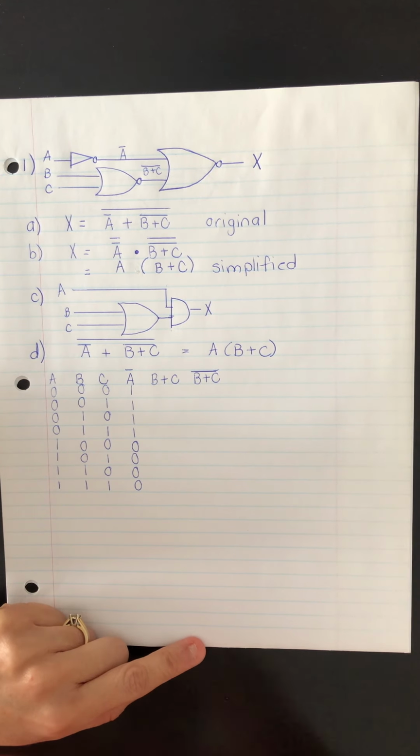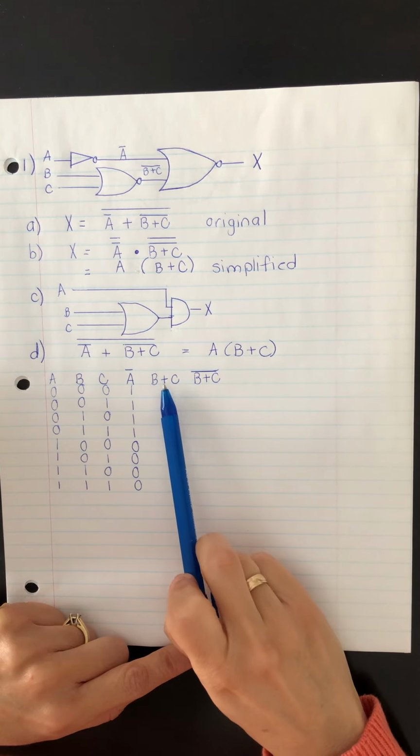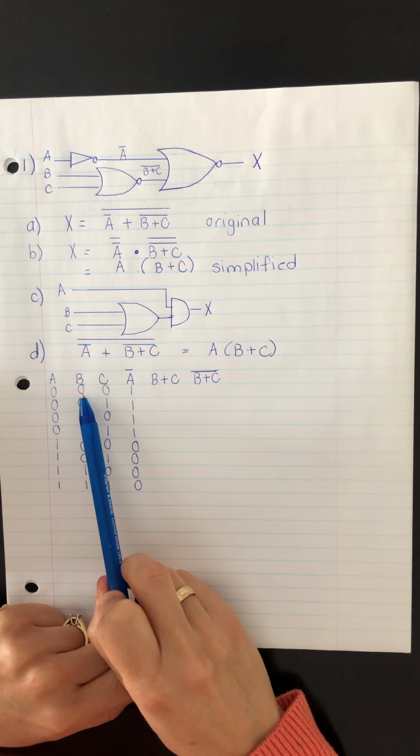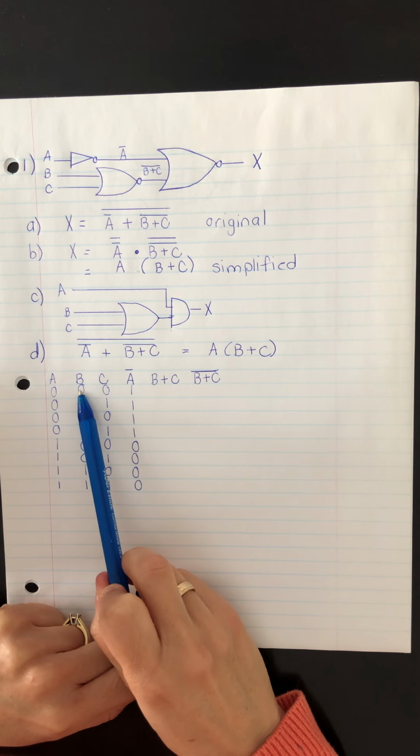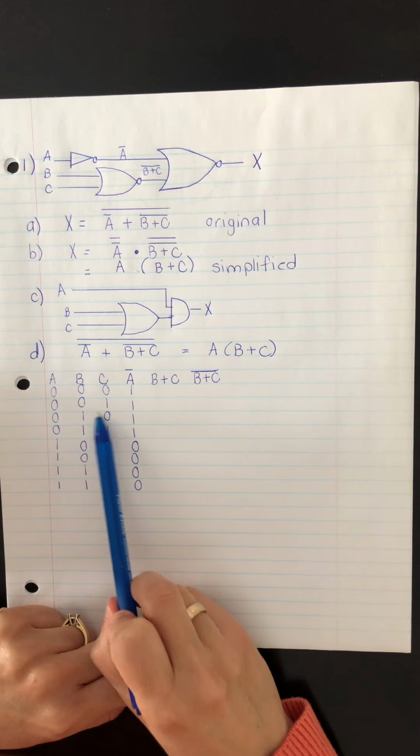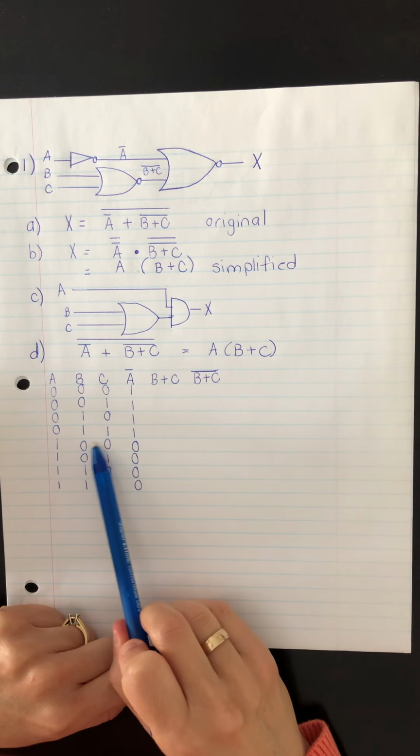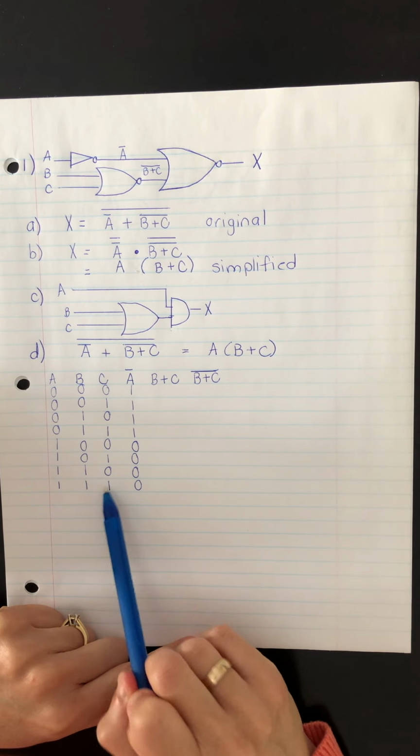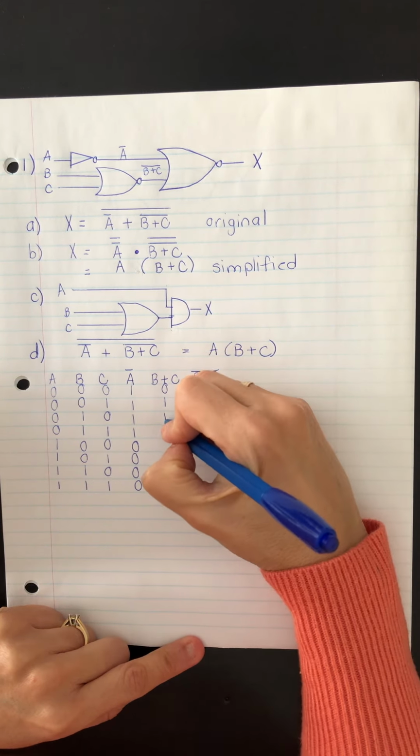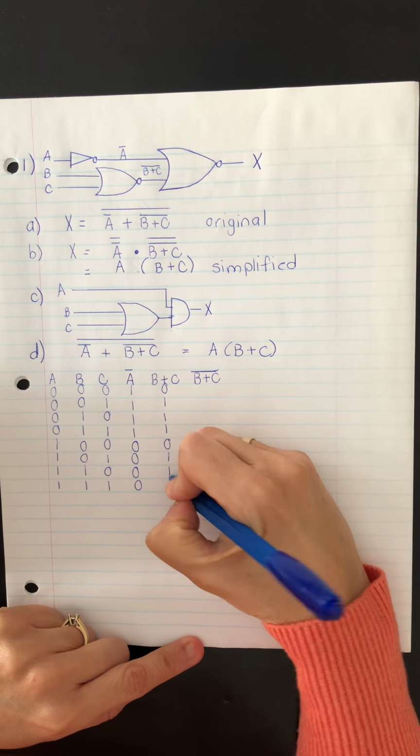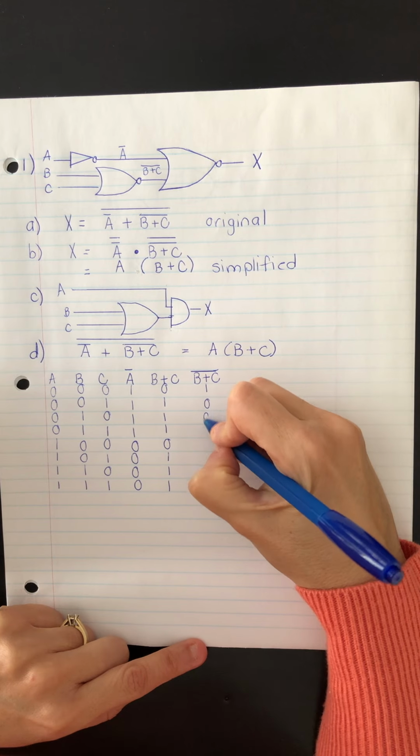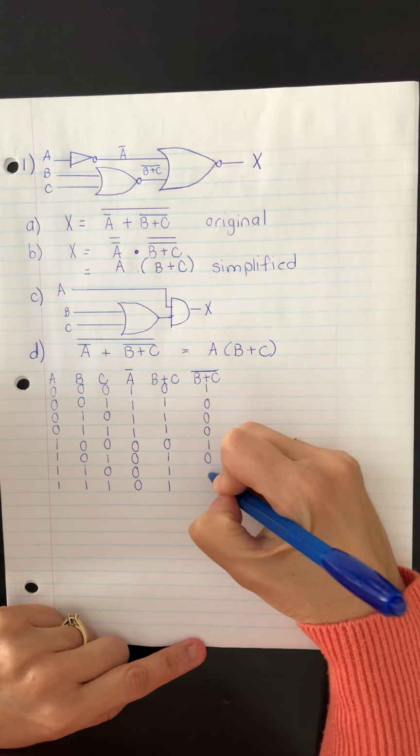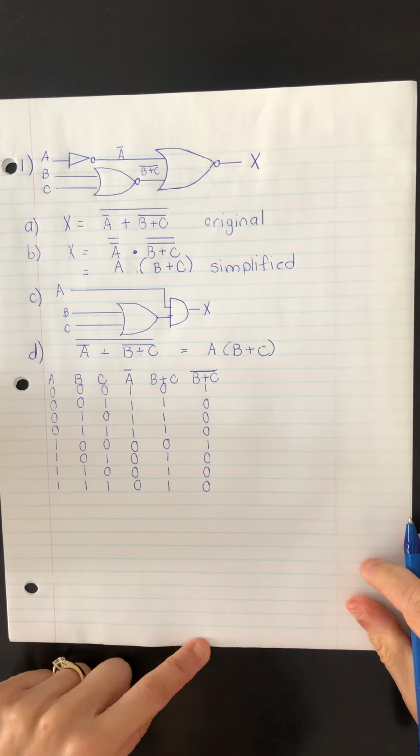Okay. So let's do the addition first. So as long as we have at least 1 one, the output will be a 1. So we're going to have 0, 1, 1, 1, 0, 1, 1, 1. Which means that its inverse is 1, 0, 0, 0, 1, 0, 0, 0, like that.